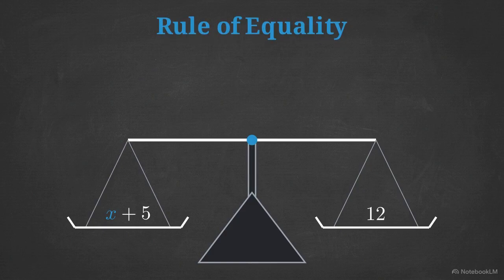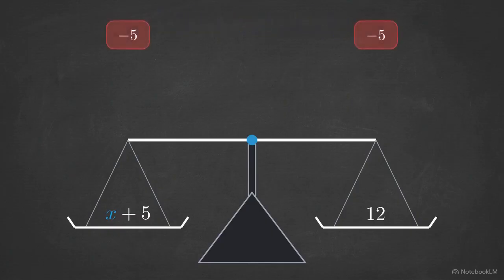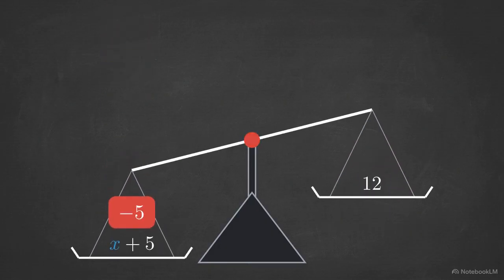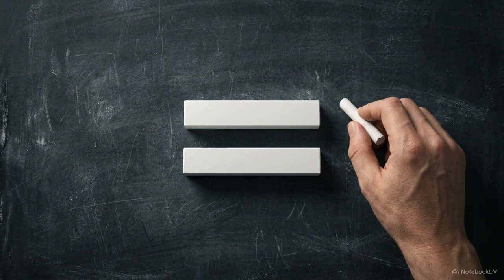This is governed by the rule of equality. It requires that any mathematical operation performed on the left side must be performed identically on the right side. If you apply an operation to only one side of the equation, the scale tips. The balance is lost and the mathematical statement is no longer true. Maintaining this bilateral balance is the primary requirement for solving any algebraic equation.